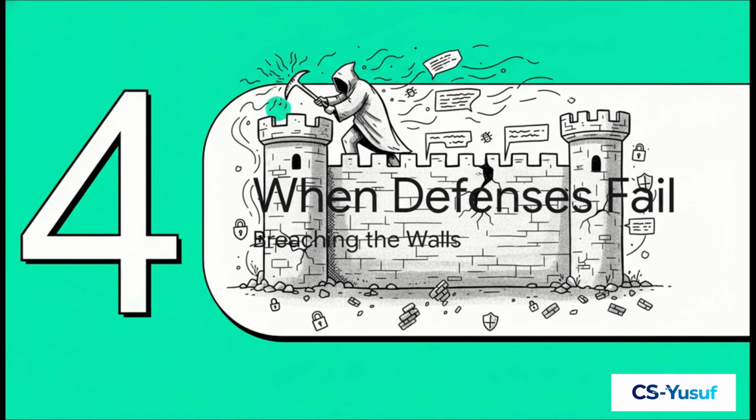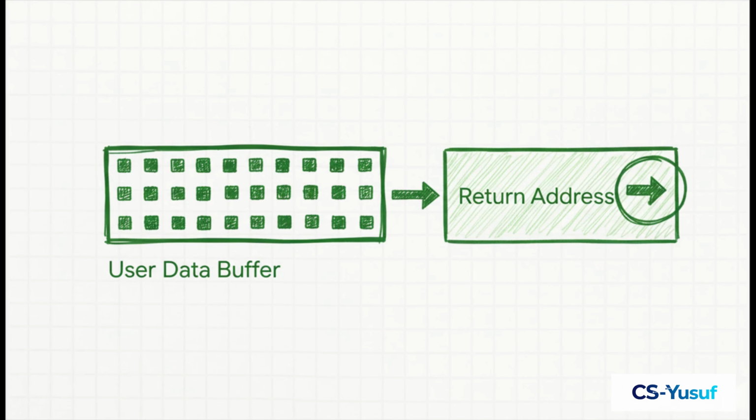So, we've let our user in, and we've set their permissions. Our fortress seems pretty solid, right? Well, what happens if there's a flaw in the code of the programs themselves? Now we're going to look at how attackers exploit software vulnerabilities to sneak past all of our defenses. Let's start with an absolute classic, the buffer overflow.